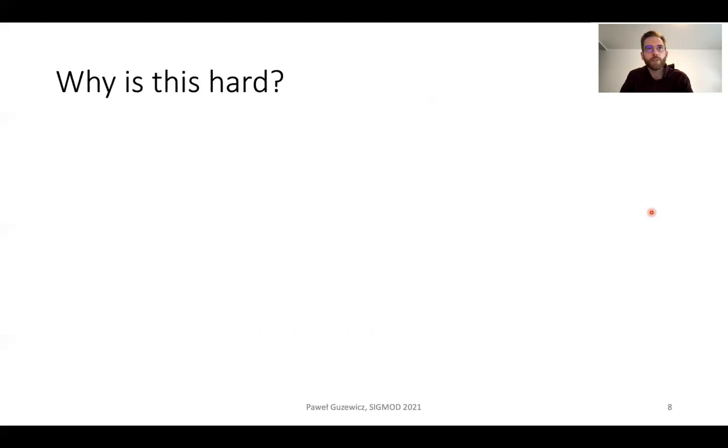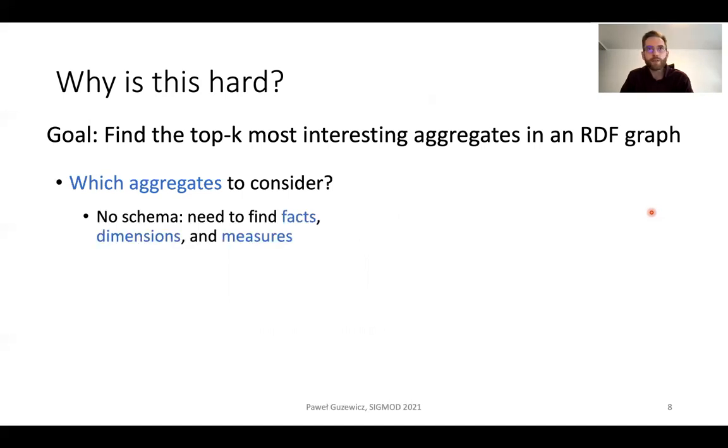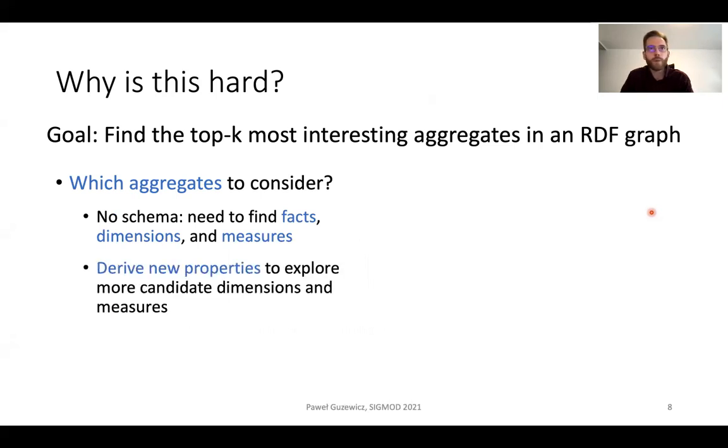Now you may wonder, okay, so why is this problem hard? Given the goal to find the top k most interesting aggregates in an RDF graph automatically, we need to tackle two main challenges. First, we need to decide which aggregates to choose. RDF graphs lack schema, so we need to find facts, dimensions, and measures ourselves. Further, we need to derive new properties to explore more candidate dimensions and measures. This leads to a large and rich space of candidate aggregates.